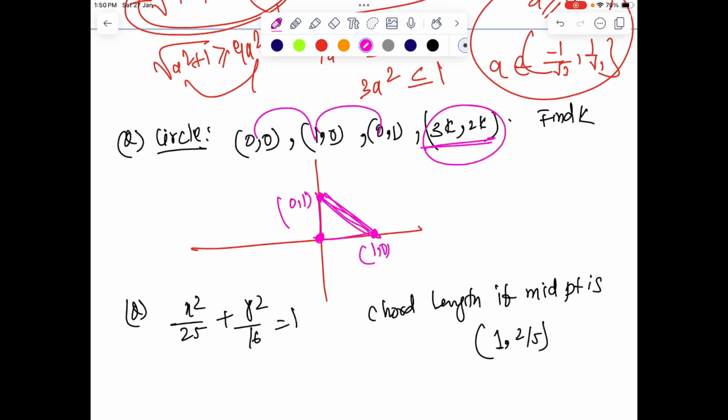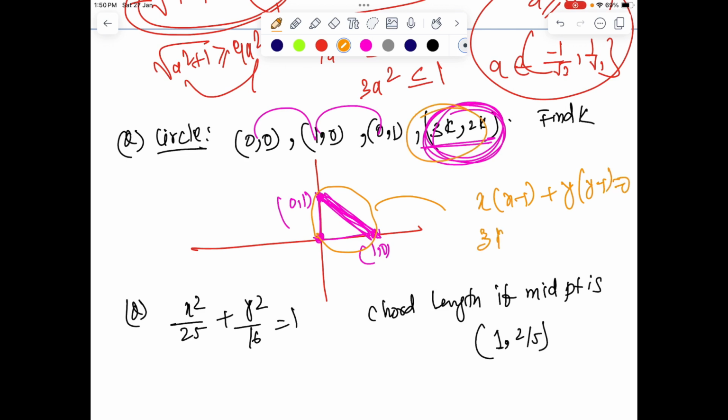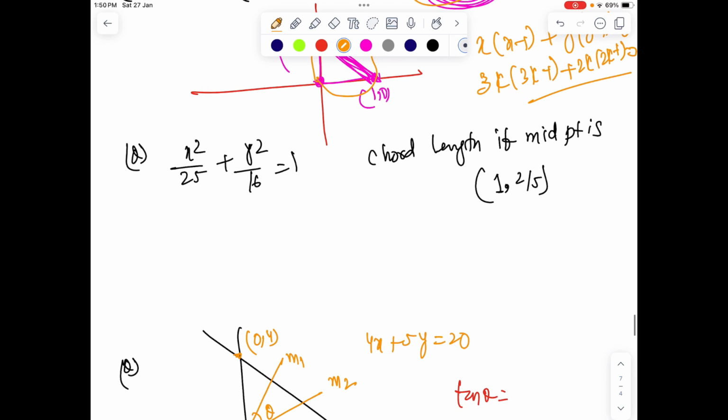Now clearly, (3k, 2k) will lie on the same circle. So the equation of this circle is known in diametric form: x into (x minus 1) plus y into (y minus 1) equal to 0. Just make (3k, 2k) satisfy this. So 3k into (3k minus 1) plus 2k into (2k minus 1) equals 0, and we are getting the value of k.